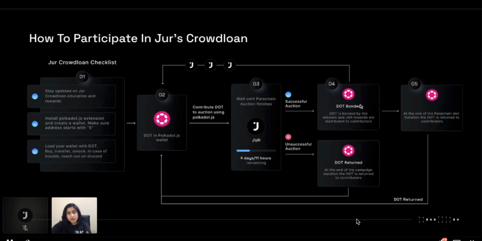And after 2 years, the DOT that has been staked in the Jude contribution would be unstaked and sent back to your account. On the other hand, if the auction is not successful, then the DOT would be immediately released back to your accounts. And this is also when we regroup together as a community and come up with the next strategy, and decide what the next steps are that we want to take.